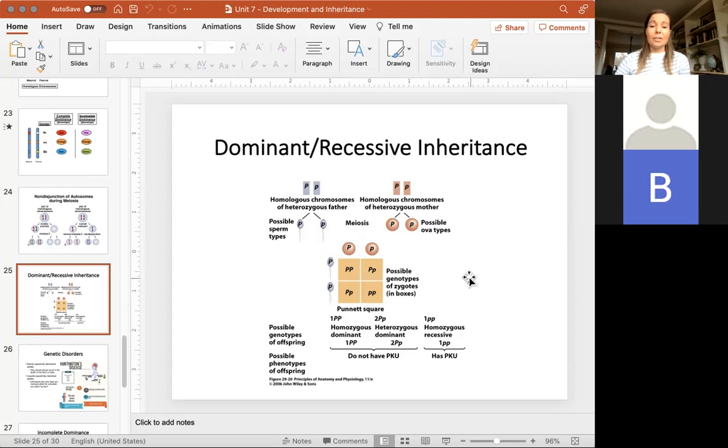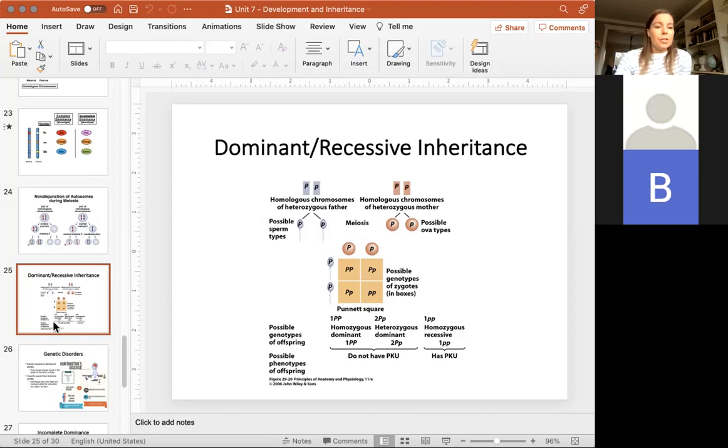So then at the end, you just look at the result. In this square, you have 2 dominant alleles. In this one, you have one dominant, one recessive, one capital P, one lowercase p. In this one, it's the same thing. You have one capital P, one lowercase p. And then here you have 2 recessive alleles, 2 lowercase p's.